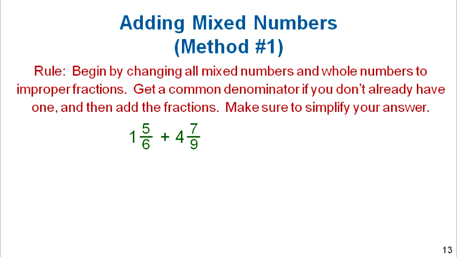You will find that your numbers will be smaller when you use the second method, and so you will usually be able to get the answer faster if you use the second method. To add 2 or more mixed numbers using method number 1, start by changing all the mixed numbers and whole numbers to improper fractions. Get a common denominator if you don't already have one, and then add the fractions. Make sure to simplify your answer.